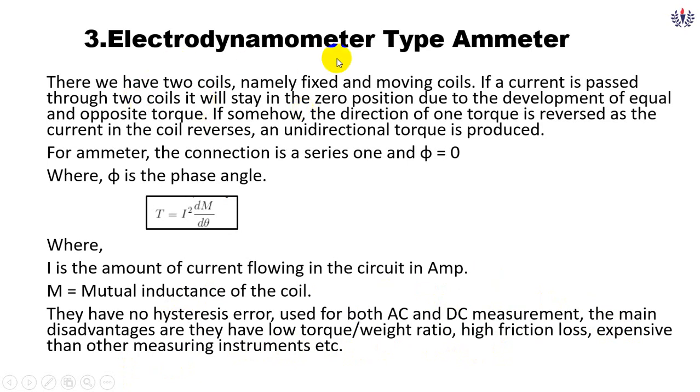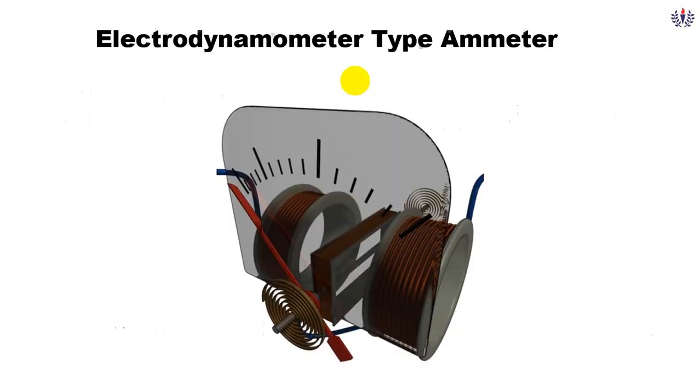This principle is similar to the principle of the wattmeter. That is, two fixed coils will be there and one moving coil will be there, and current is given to both the coils. Due to the interaction of both, we get the deflection. So this is the electrodynamometer type meter.